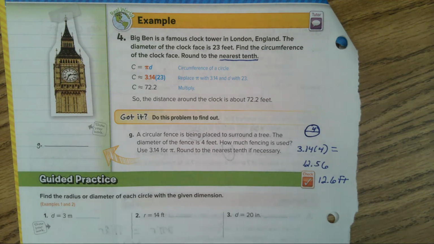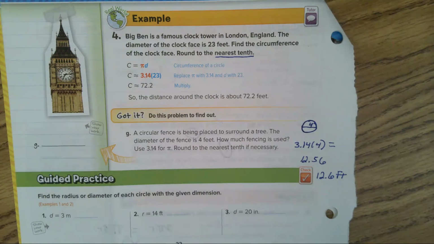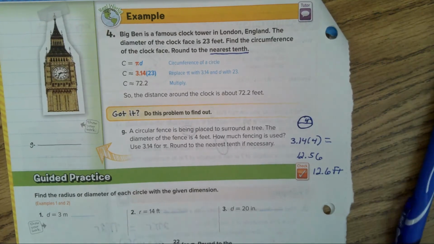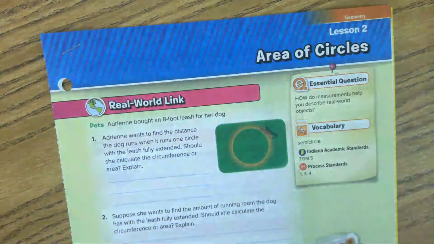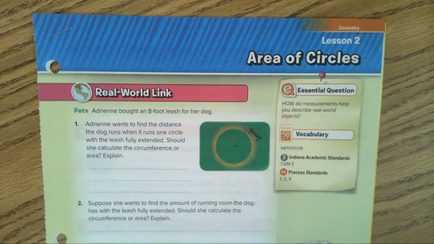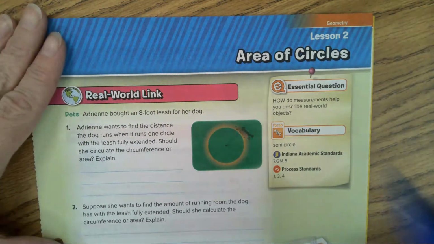All right. Any questions on circumference? All right. Now we're going to go to the next lesson, which is area. The area formulas are different than circumference because they are two different things. We're going to go to lesson 2, located on page 623.